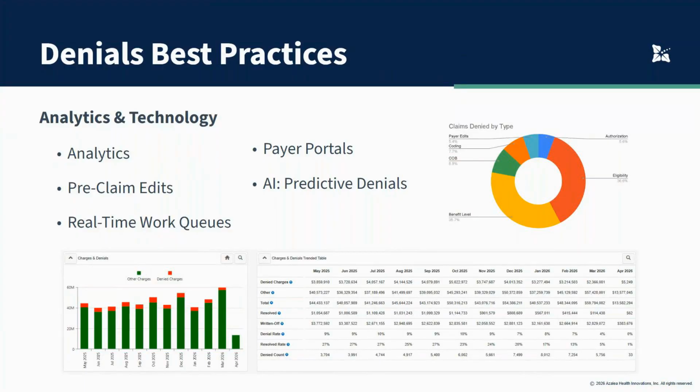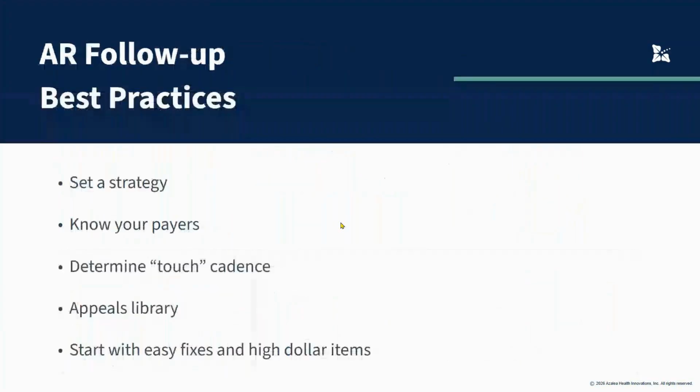Most clearinghouses and PM tools can give you denial data like this, where you can see how much of my gross charges each month are denied, what are my top denial reasons, and what kind of category level are they, so that you can go back and make those changes.